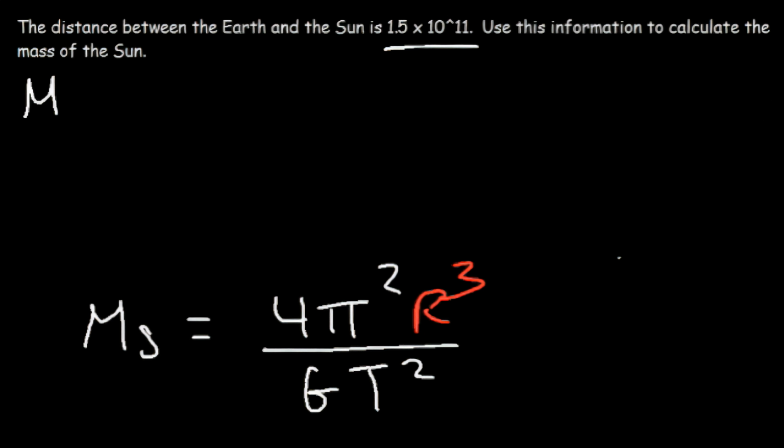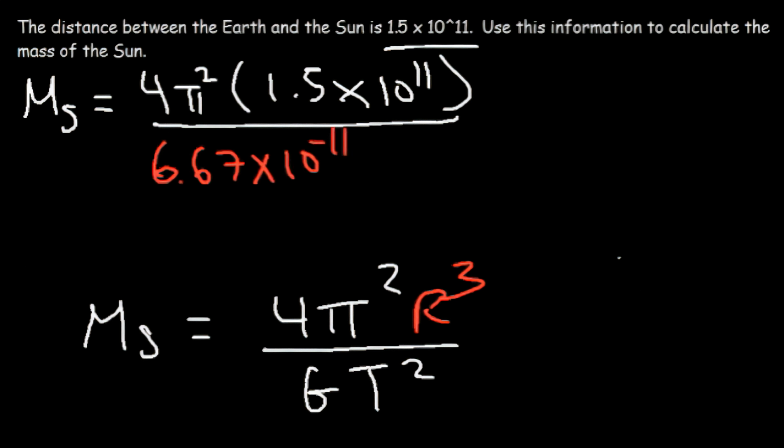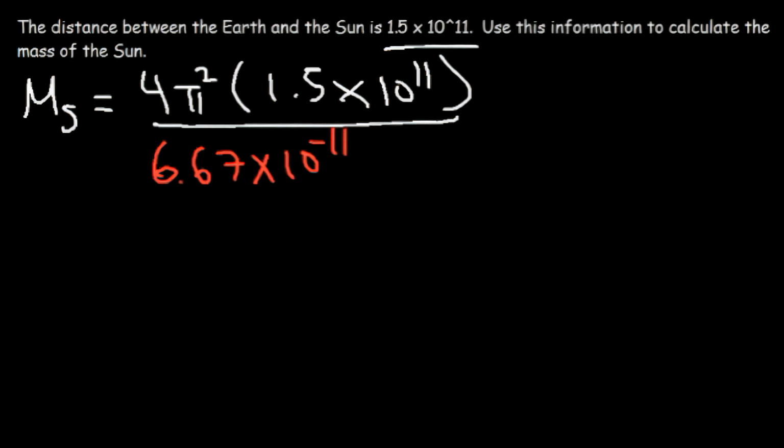So now let's plug in the information that we have. So r is 1.5 times 10 to the 11. That's the distance between the Earth and the Sun. G is the gravitational constant. And what's t? So t is the period, which is the time it takes for the Earth to make one revolution around the Sun. And we know that's equal to 1 year. It takes 1 year for the Earth to travel around the Sun.